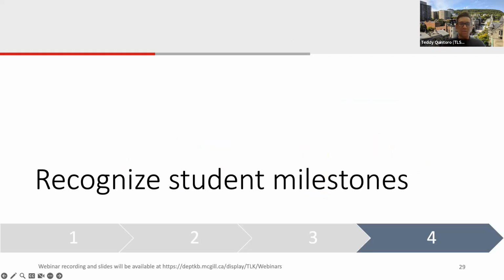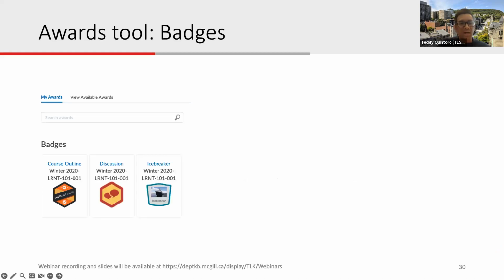All right, so that's pretty much the analytics portion. You can do it either through class progress visually, or you can also automate it based on criteria using intelligent agents. So the next part that we're going to cover is how we can recognize student milestones, not necessarily through the grade book, without a grade item, but maybe giving something else instead. The tool that we use there is the awards tool in myCourses.